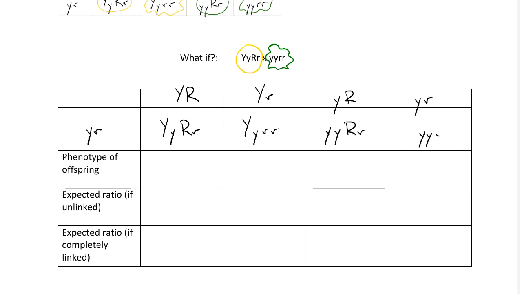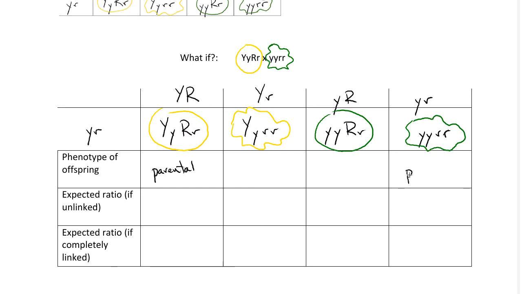And we get four possible different phenotypes. We have yellow and round, which is one of the same phenotypes as the parent. We have green and wrinkled, also like one of the parents. But then we also have green and round, and yellow and wrinkled. And the offspring that look like the parent, we would call the parental phenotype. And the others that don't look like either parent, we would call recombinants. They have the recombinant phenotype.